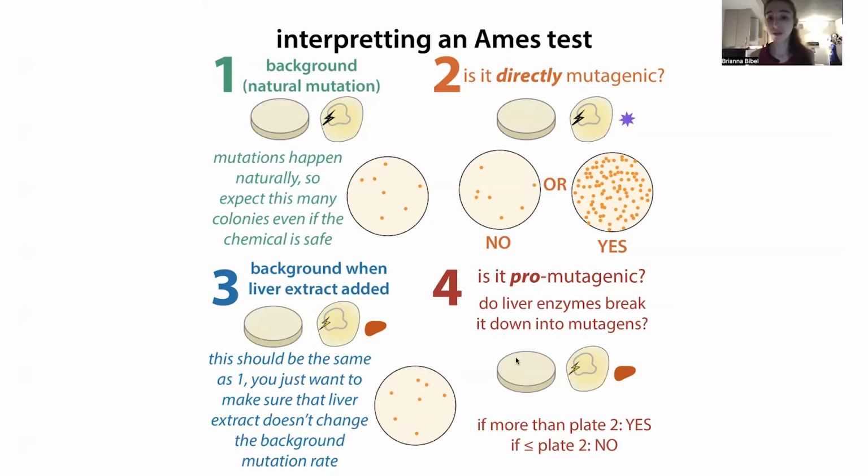And then if you see more here than here, this would tell you that it was pro-mutagenic, so that the liver's metabolism of it was making it a mutagen.